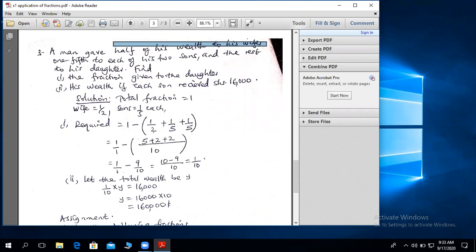Note that if you don't put this bracket, you are going to fail. Should I mute your phone, please? If you don't put this bracket, you are going to fail.